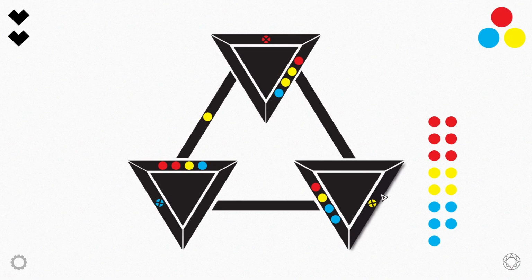This one does not see any yellows. That, and that are not yellow. None of these are yellow, but this one sees a yellow. That could be this one or that one. And we're going to repeat that over here with the blue, which could be that one or that one.